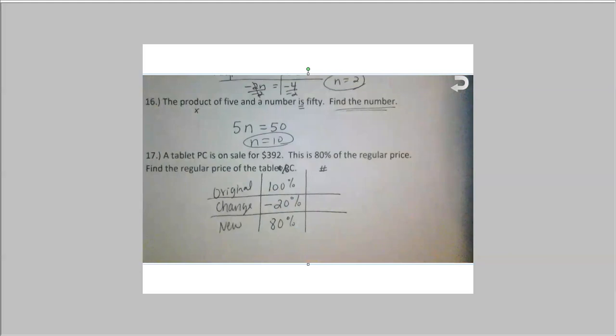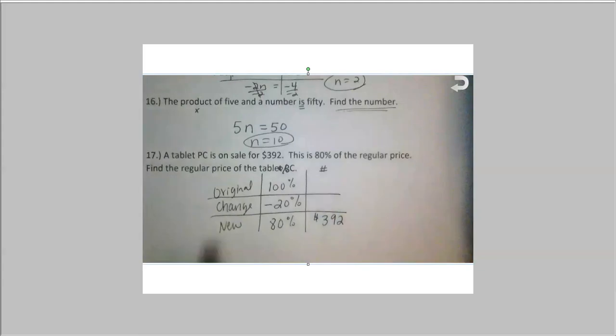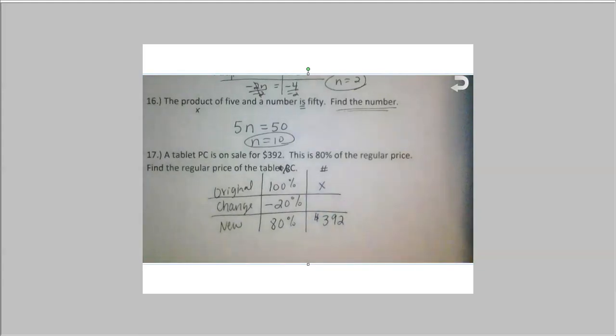Okay, the tablet is on sale for $392. Okay, that's the new price. But the question asks, what was the original or regular price? So see how I have used this original, change, and new ratio box to set up this information. We had to know originally every item is 100%. Now they might mark up and we could add on to get our new price, or that could be a discount and take away like we've done here.